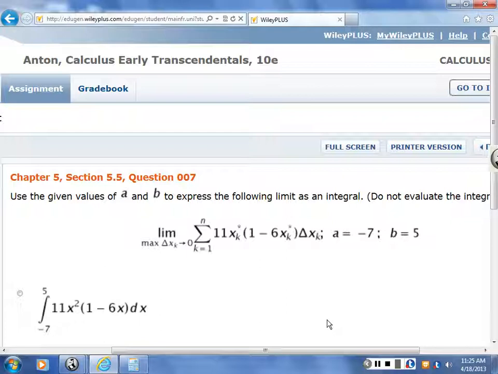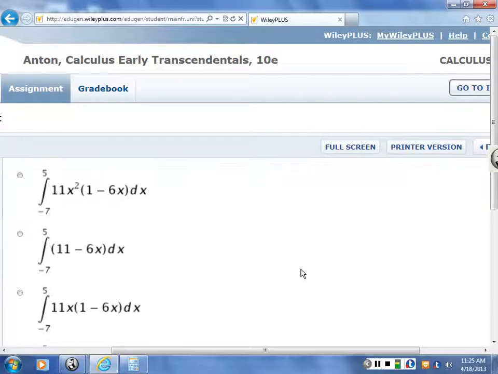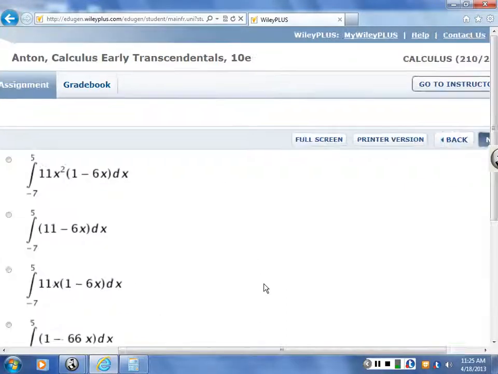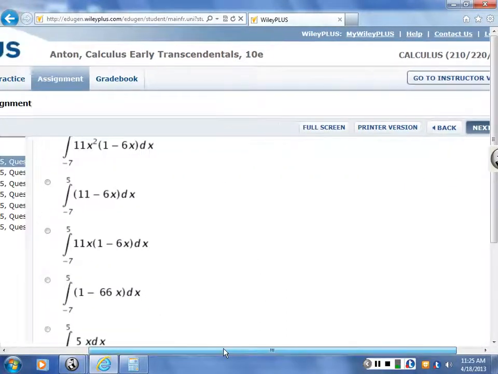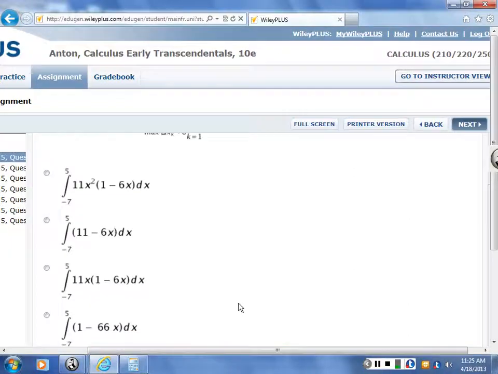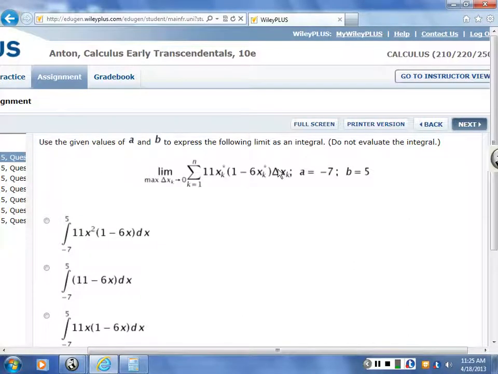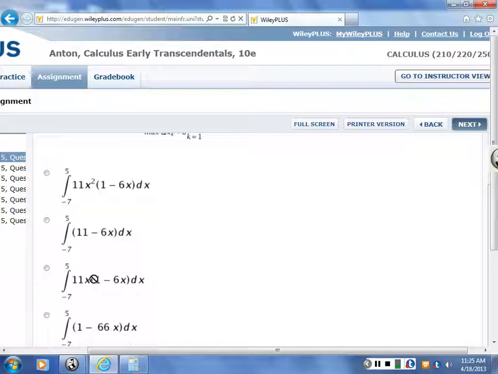This dx comes from this differential. When I integrate it, it turns into a dx. So the correct answer here: the delta x becomes a dx? Yes, because it's the differential. So that means what's the thickness of my rectangle. So the function is 11x minus the quantity 1 minus 6x. So this is the only one that has that.